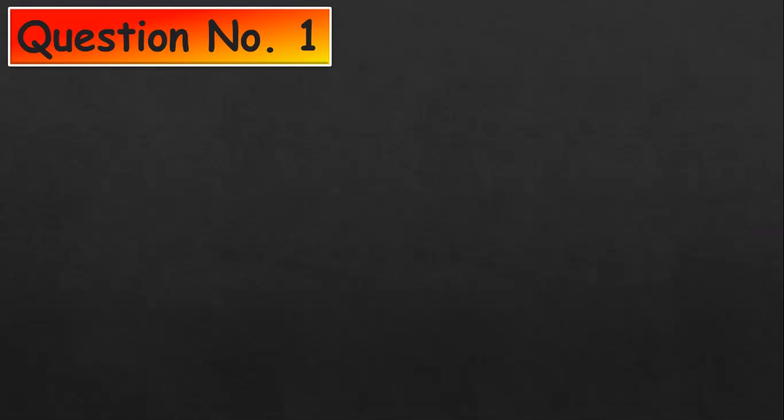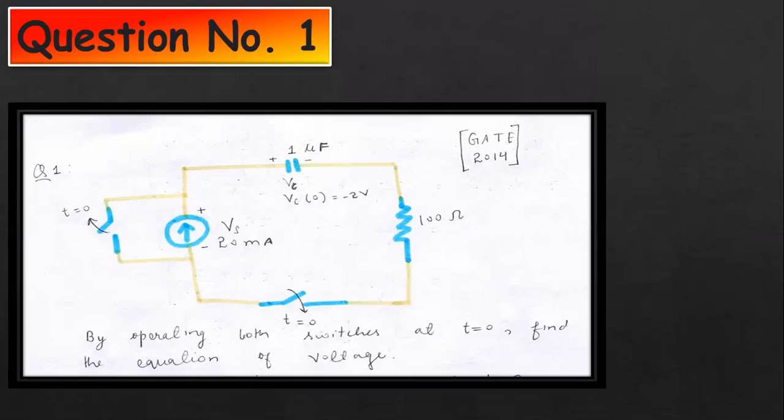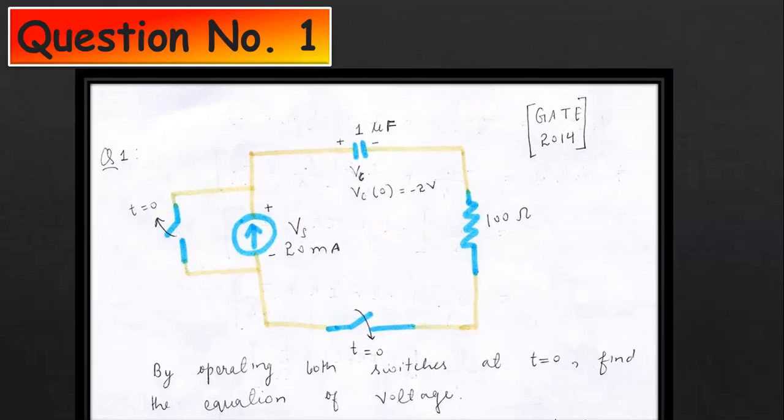So this is the first numerical. In this circuit, both the switches are operated at t is equal to 0. It means one switch is closed at t is equal to 0 and the other one is opened at t is equal to 0. We have to find the equation of voltage.